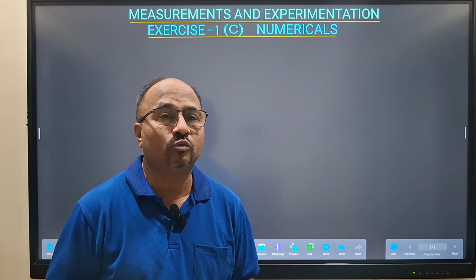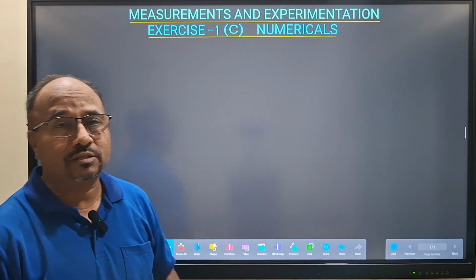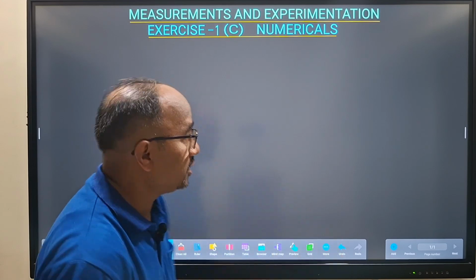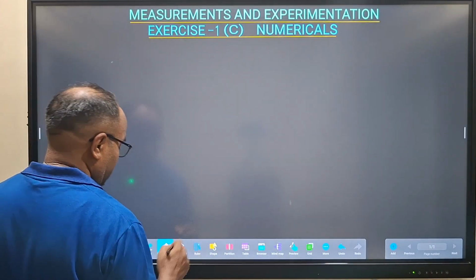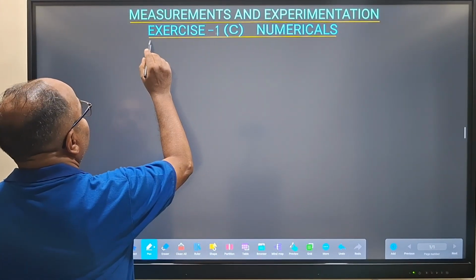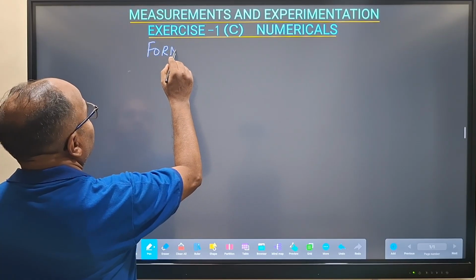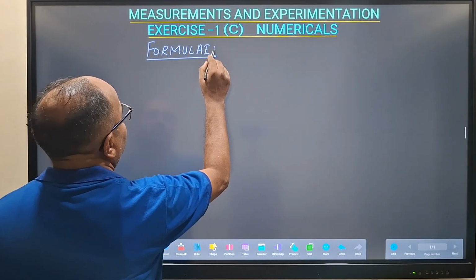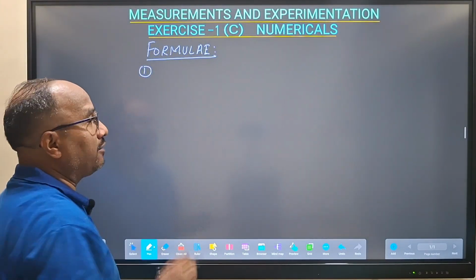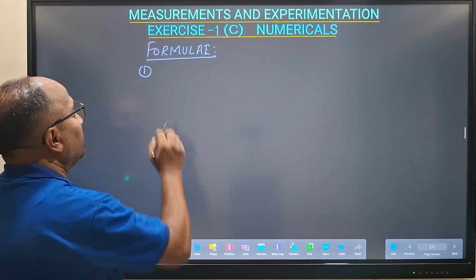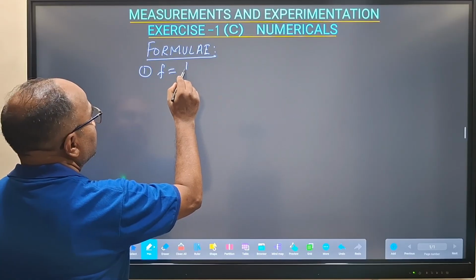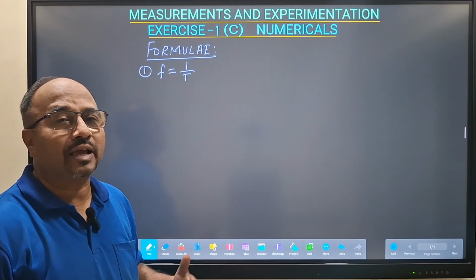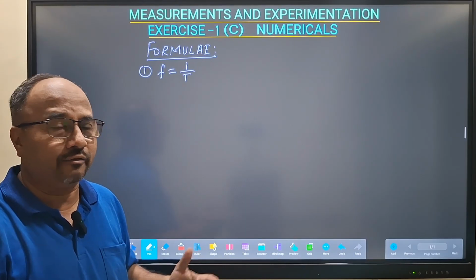So we come to this exercise 1C, which is based on time. So let us see the formulas first. We have got the first formula as frequency is equal to 1 by time period, and this can be used also as time period equals 1 by f.